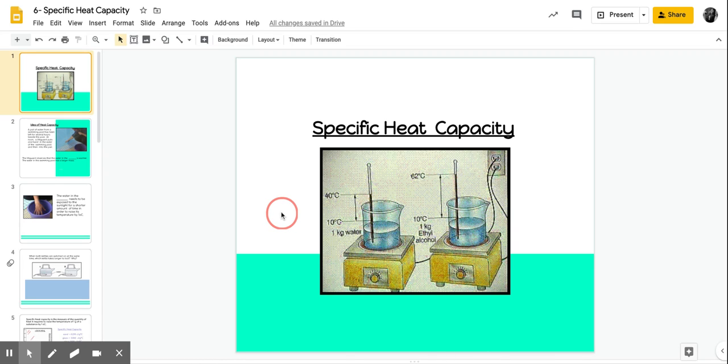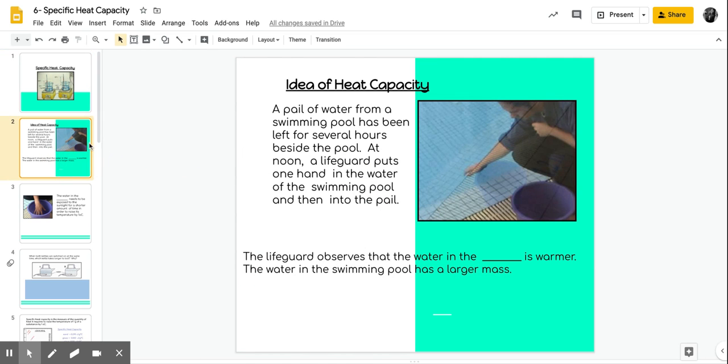Hi, grade 10. So today we are going to look at specific heat capacity and what that means and how we do calculations in regards to dealing with specific heat capacity. So what is the idea of heat capacity?